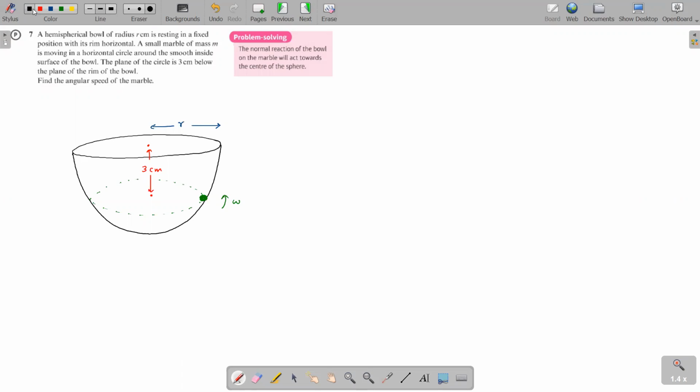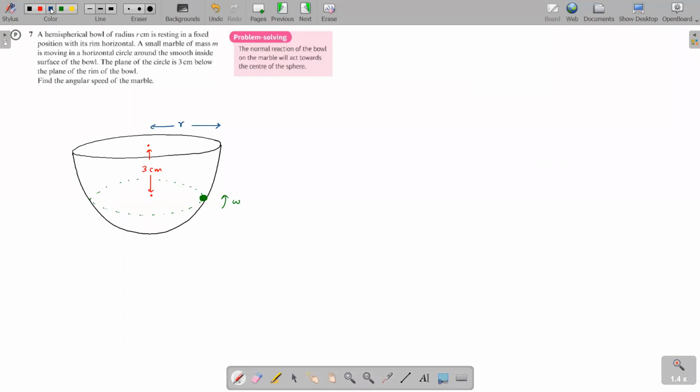Once again, in horizontal circular motion, you just have to do two things. You consider vertical equilibrium and you apply F equal ma towards the center. But in order to do that properly, you need the proper force diagram. So the next thing is to mark all the forces acting on the particle.